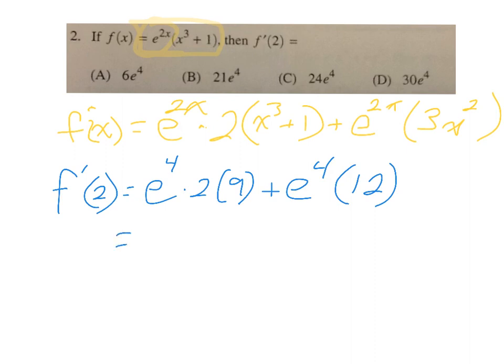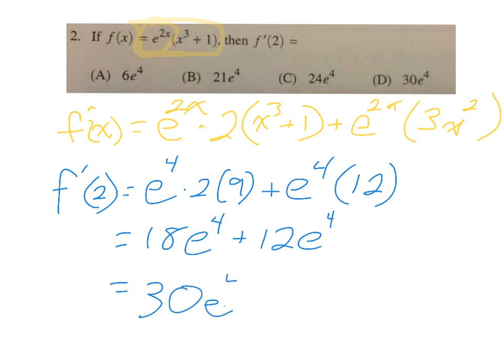So now I have 18 e to the 4 and 12 e to the 4. If I put all of that together, I get 30 e to the 4. So I'm going back up, and that is D.